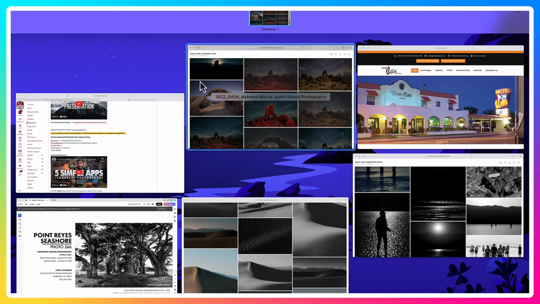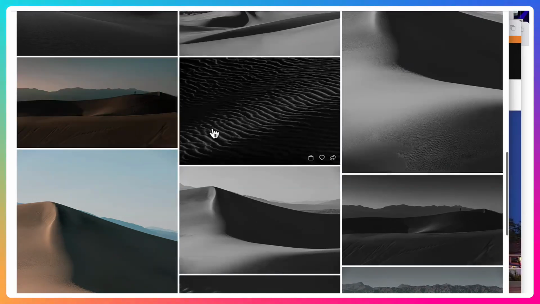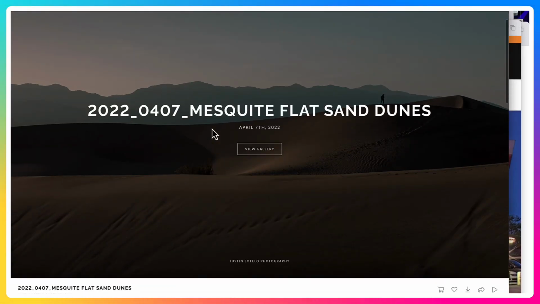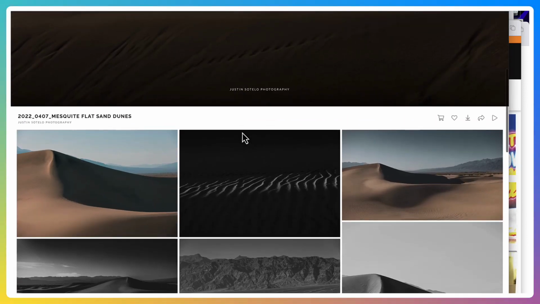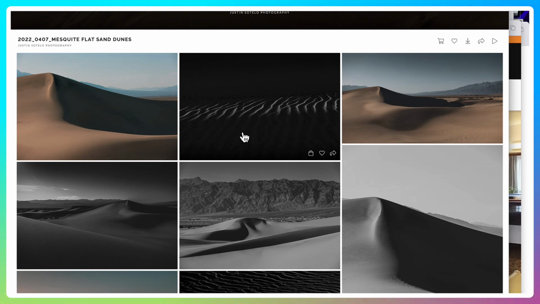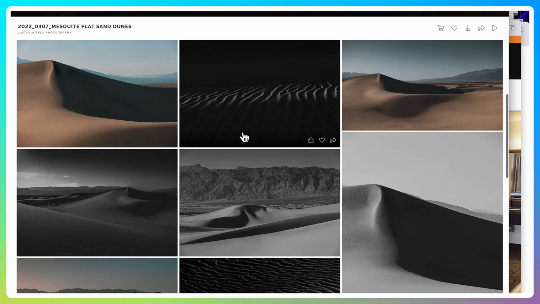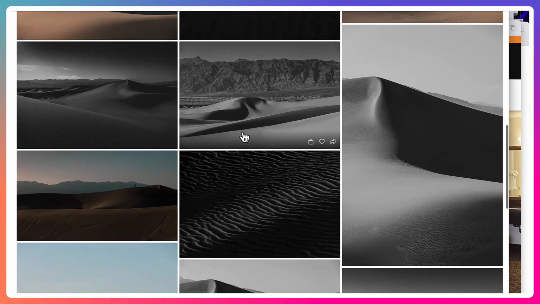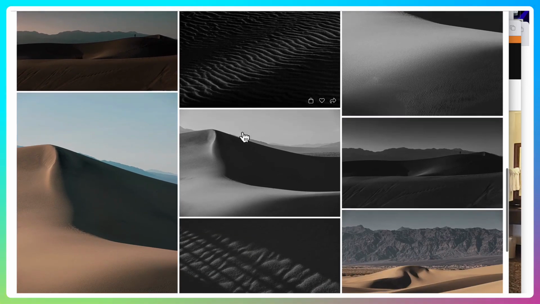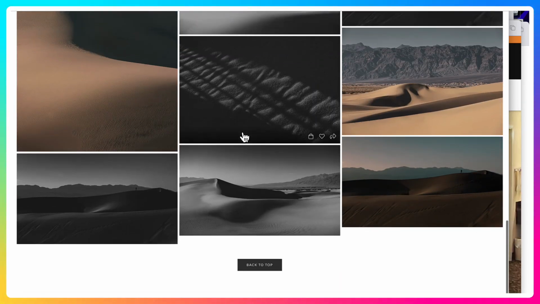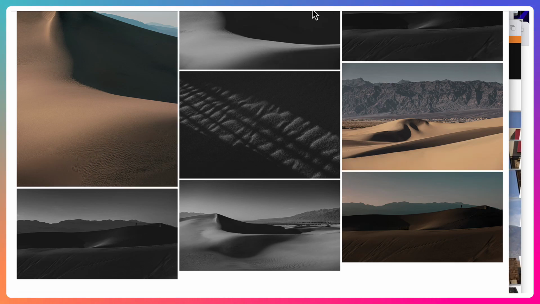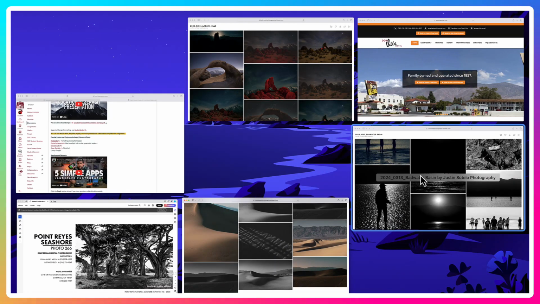Another location we visited was driving into Death Valley. We went to the Mesquite Flat Sand Dunes. Again, these were taken a couple of years ago, but just some amazing sand dunes. We were here for sunset a couple of years ago.